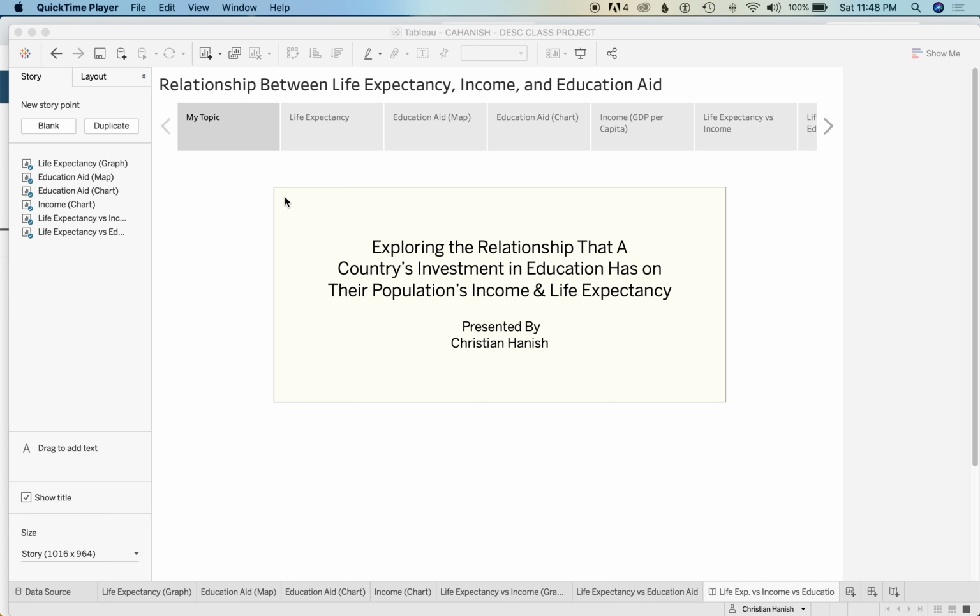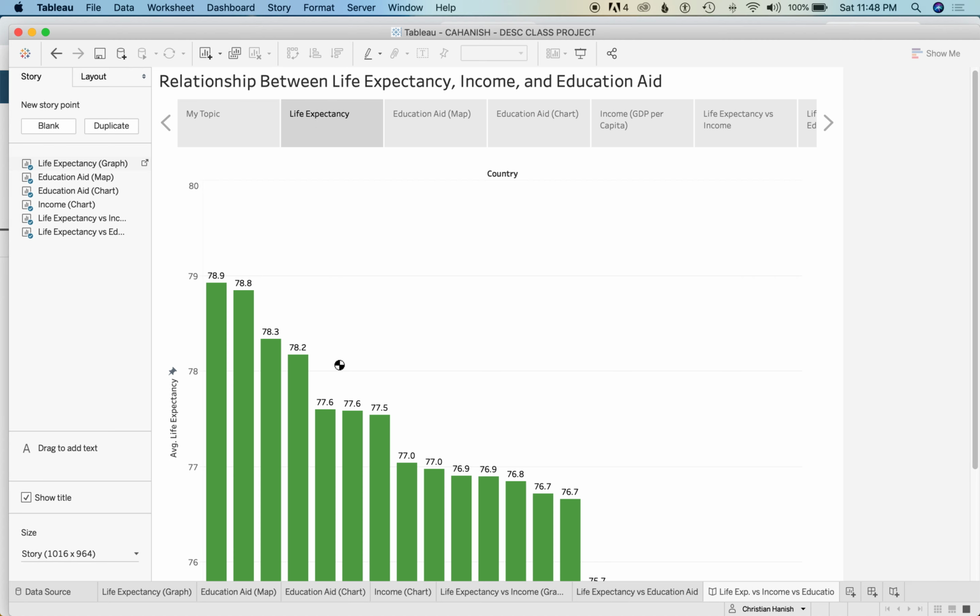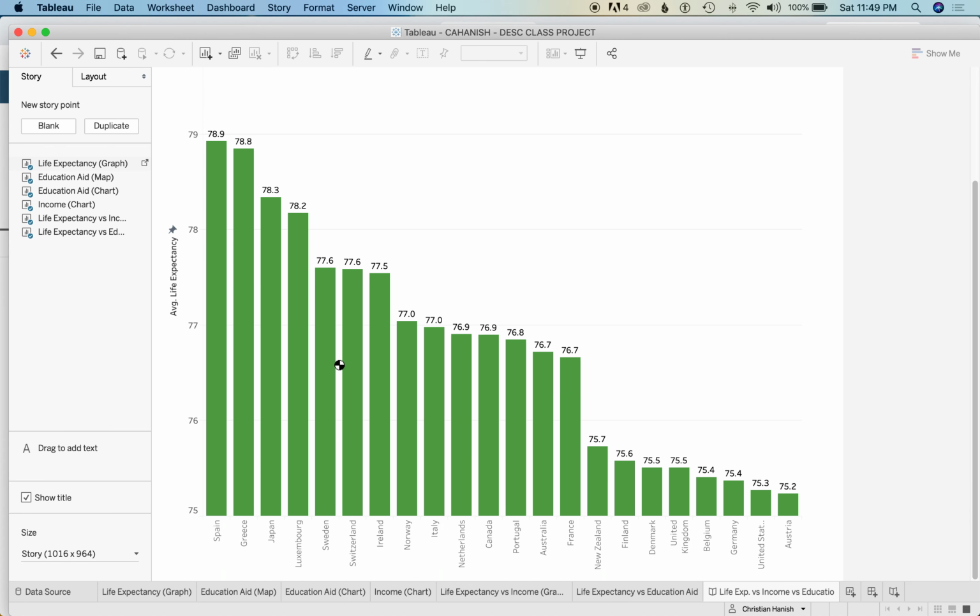Now for the data storytelling part of our final project. So again, I'm exploring the relationship that a country's investment in education has on their population's income and life expectancy. So first we're going to take a look here at our country's life expectancy.